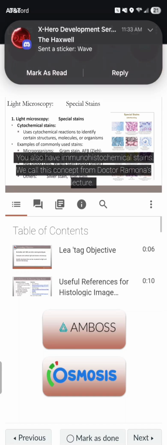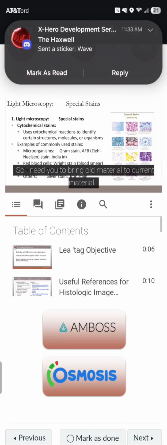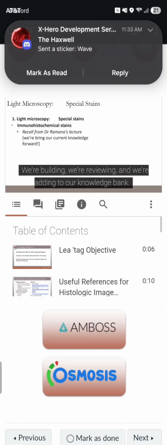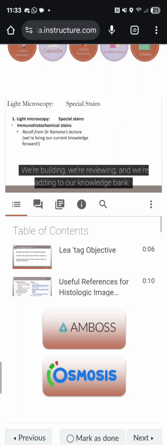Recall this concept from Dr. Romana's lecture. So I need you to bring old material to current material. We're building, we're boards reviewing, and we're adding to our knowledge bank.